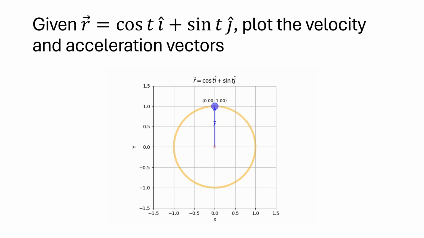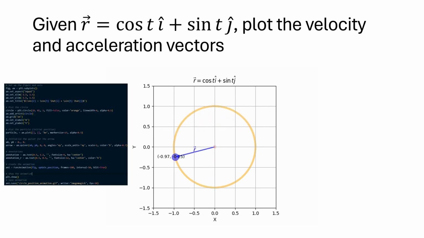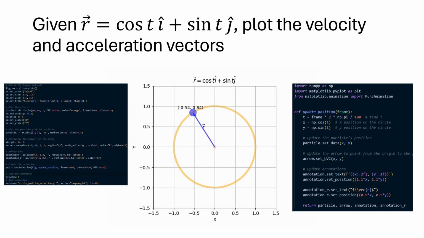This figure is generated using the Python code, in which we first plot a circle of radius 1. Then we use the add_artist method to add this circle to an axis. Then we plot the initial particle position and arrow for the position vector, and we also set the initial values for the annotations for both the position coordinates and position vector labels. Then we use FuncAnimation to create an animation and provide the update_position function to update the frame.